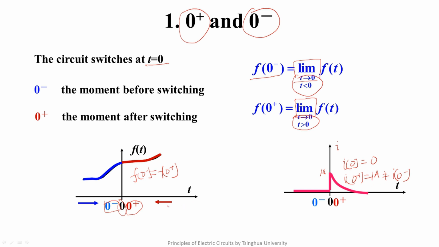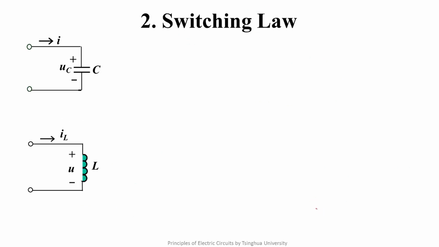In this lecture, we need to find out the zero positive values for all interested branch variables. Note again, zero positive value might be different from zero negative value. Now we discuss a law called the switching law, which is about what happens during switching.